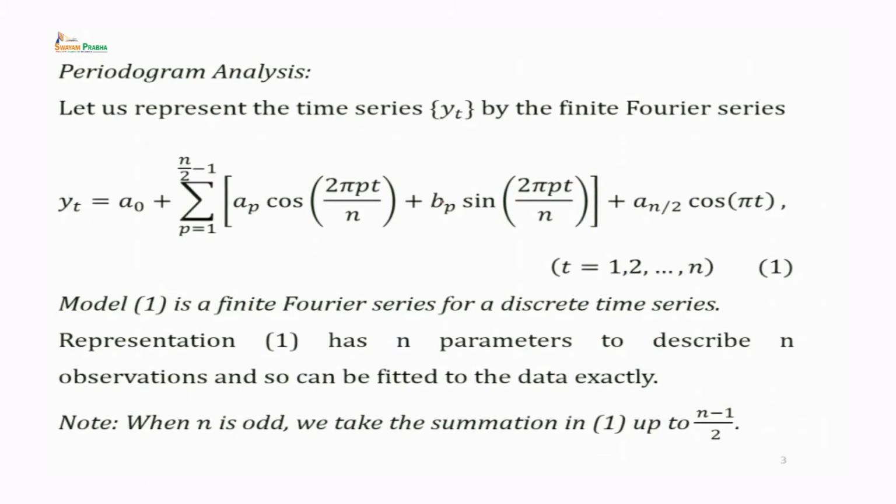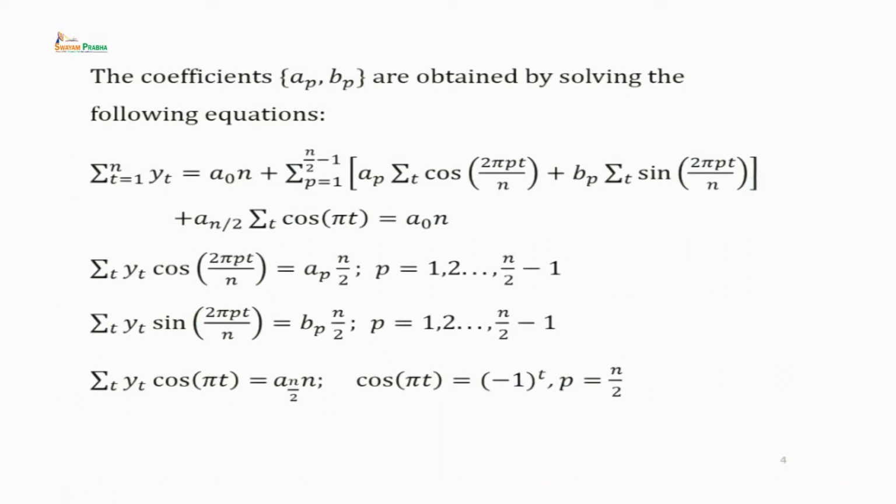Now, for some other value, say q not equal to p, when you multiply sin 2 pi p t by n by sin 2 pi q t by n and then you take summation over t, it is 0. So, we make use of all these results and then finally, you obtain summation t y t sin 2 pi p t by n equal to b p n by 2.